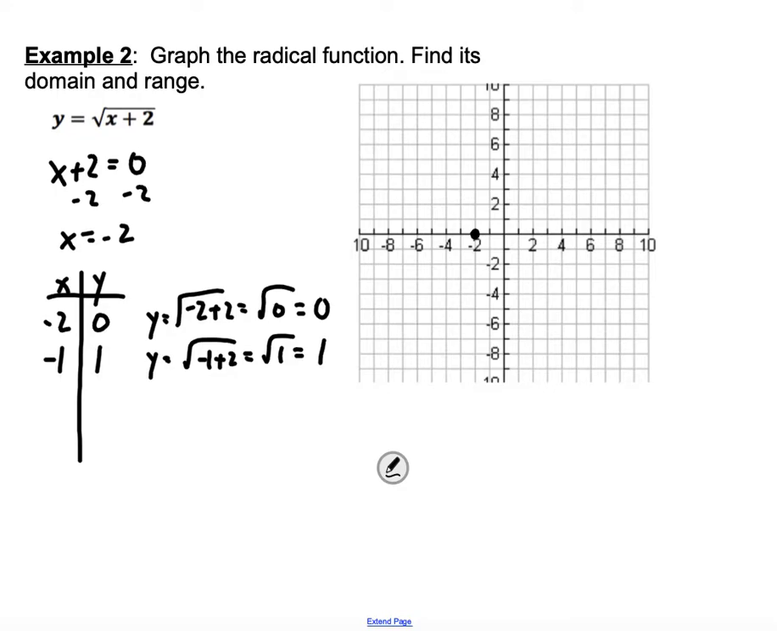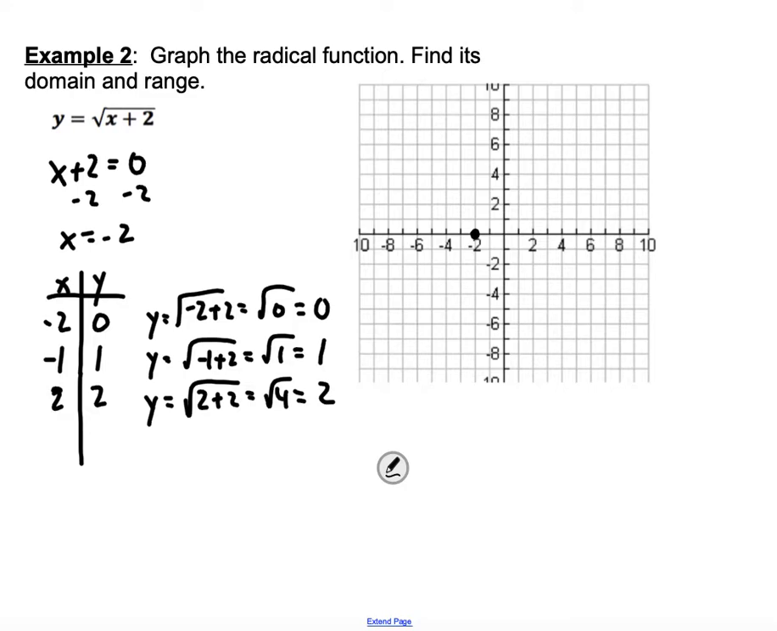So just like last time, I like to pick values I can actually find the square root of. So I can find the square root of 1, I can find the square root of 4. So when I'm picking my next x value, I want to end up taking the square root of 4. So x would have to be what in order for me to take the square root of 4? It would have to be 2. So we end up getting the square root of 4, which is 2.